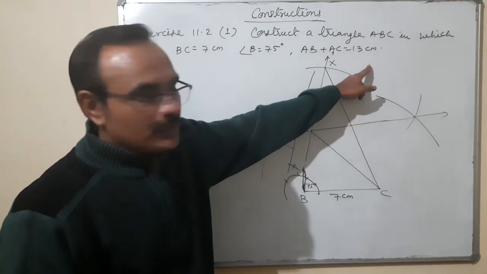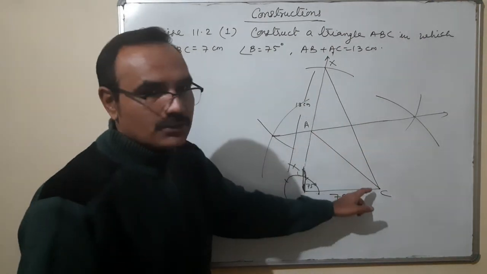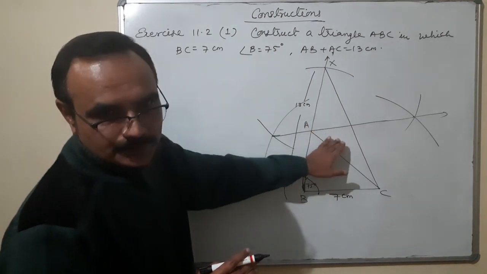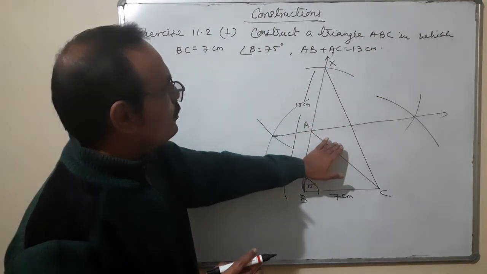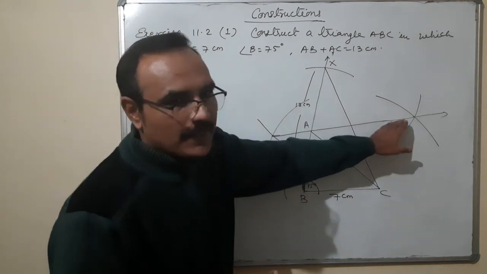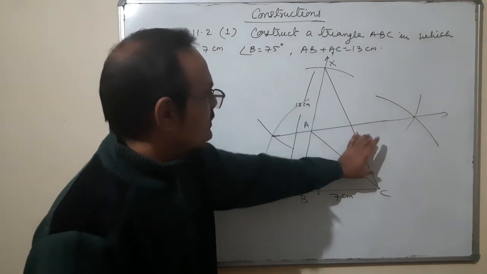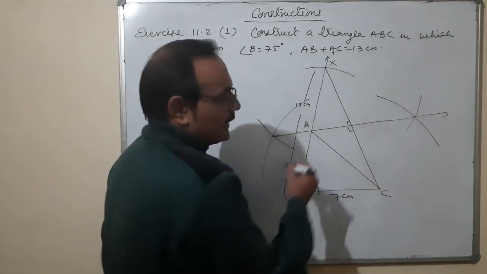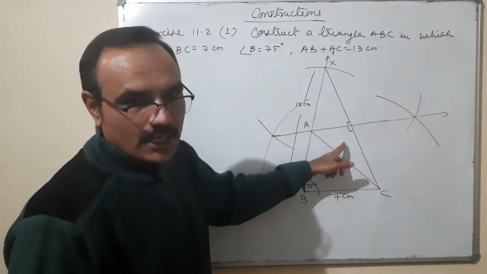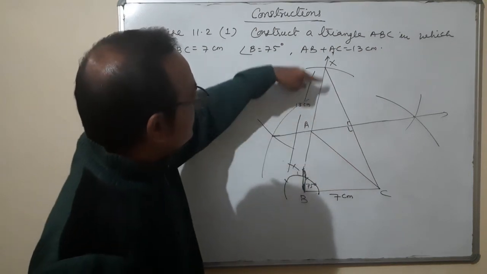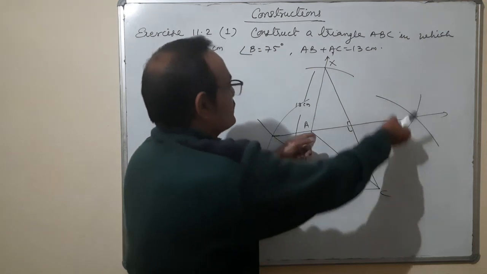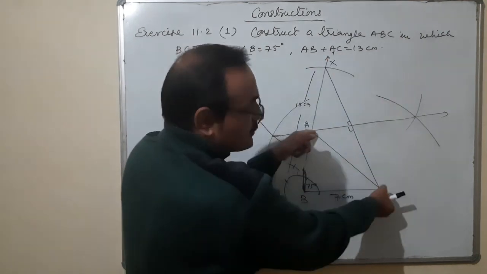Now let me clarify how AB plus AC is equal to 13 centimeter. The reason is that these two triangles are congruent. You know why they are congruent? Because it is the perpendicular bisector. That means one side is this, the second side is this common side, and this angle is 90 degrees. So by side-angle-side congruency, both triangles are congruent. Therefore, by CPCT, AX is equal to AC.